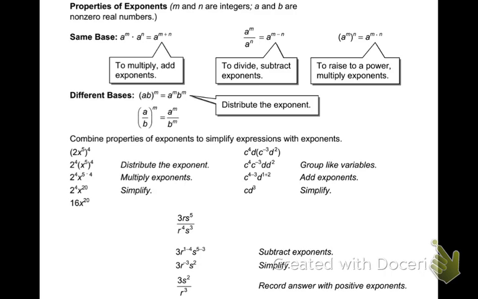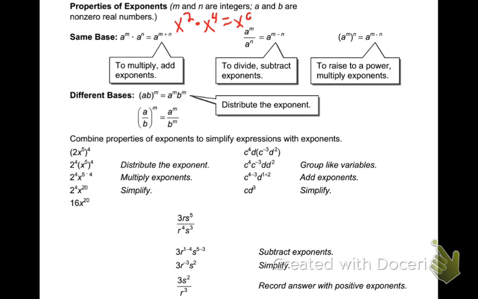So for example here, if I have x to the second times x to the fourth, I can add my exponents, and that would give me x to the sixth. So x to the second times x to the fourth gets me x to the sixth, because I'm multiplying, so I add exponents.